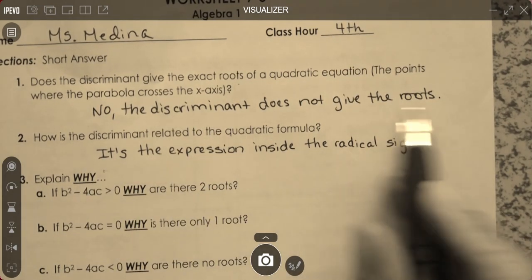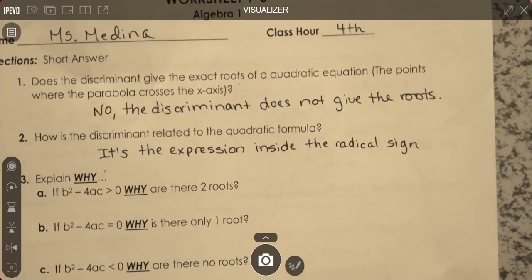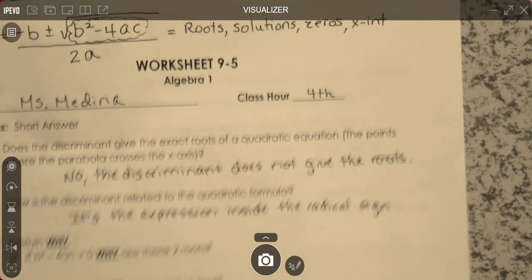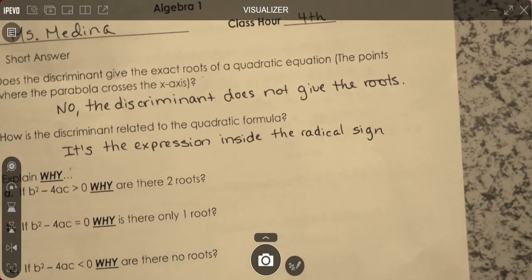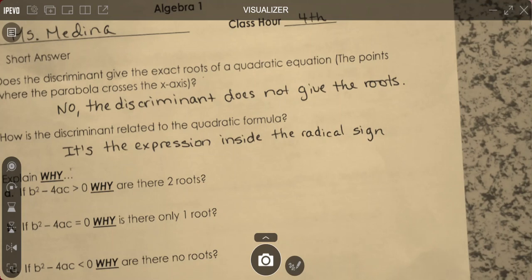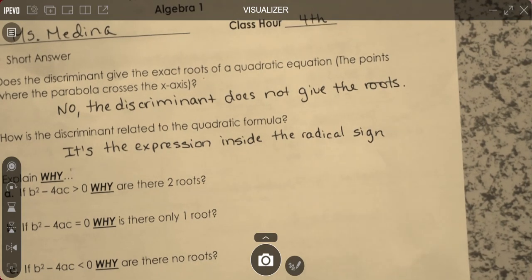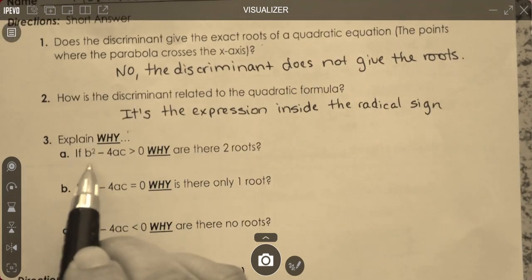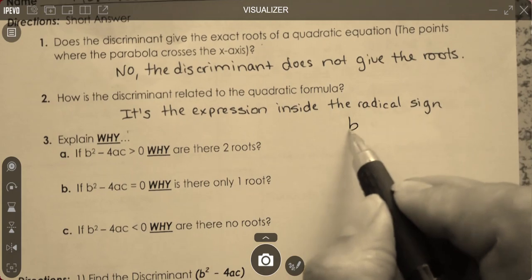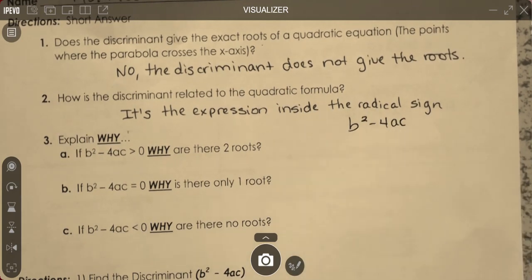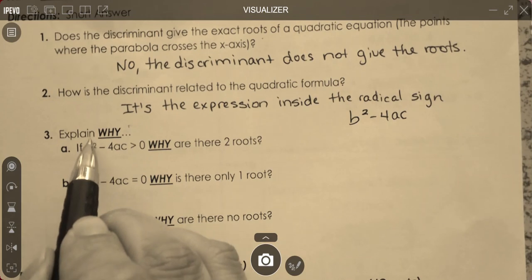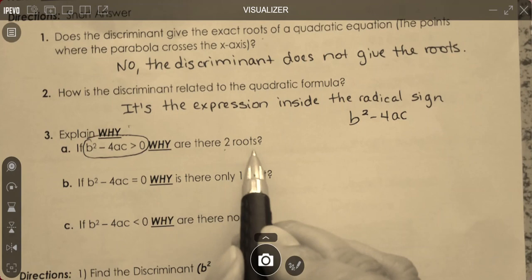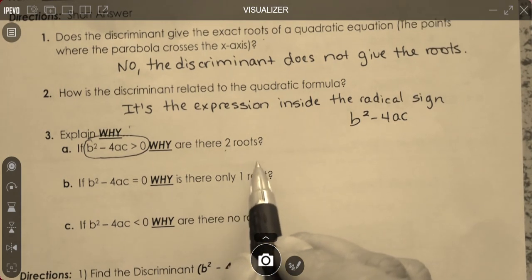No, the discriminant does not give the roots. Inside the radical sign, it's actually going to give us two pieces of information. It's going to tell us the number of roots or the number of zeros, and it's also going to tell us what type of zeros we're getting, whether they're rational or irrational. If the discriminant, b squared minus 4ac, the stuff inside of the radical sign, is greater than 0, you're going to get two roots, a positive one, a negative one. They can both be positive.